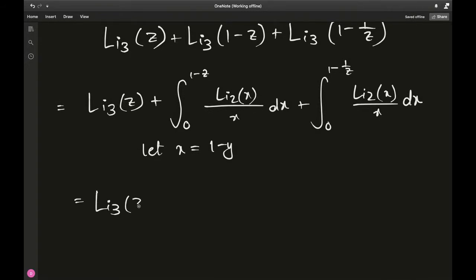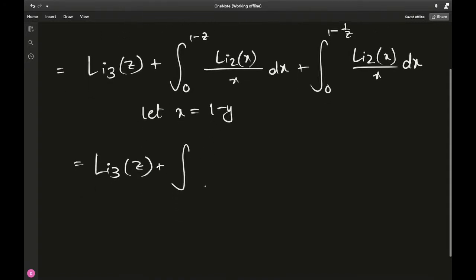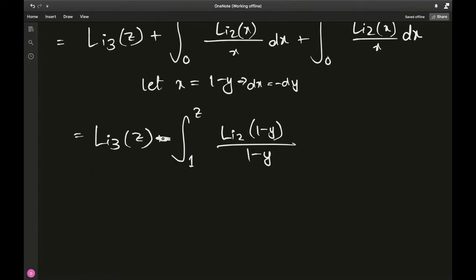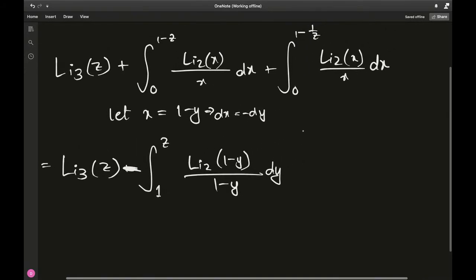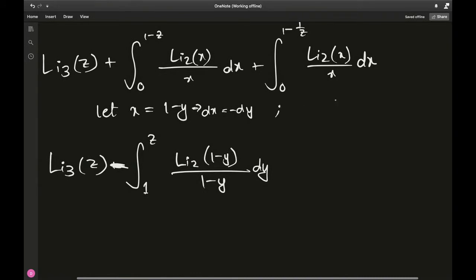So we have trilogarithm of z plus, so when x is 0, y will be 1, integral from 1 to z dilogarithm of 1 minus y divided by 1 minus y, and dx turns out to be negative dy. So we have a negative up front dy, and I would like to use a similar substitution for this guy. So I would let x equal 1 minus 1 over t.